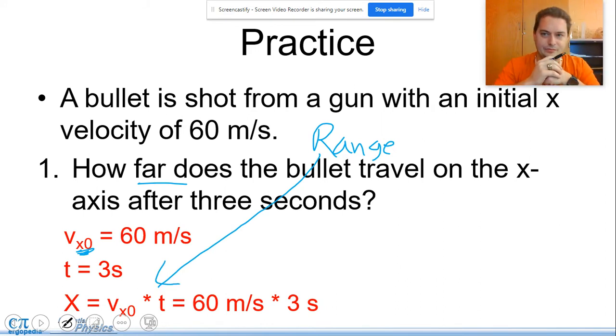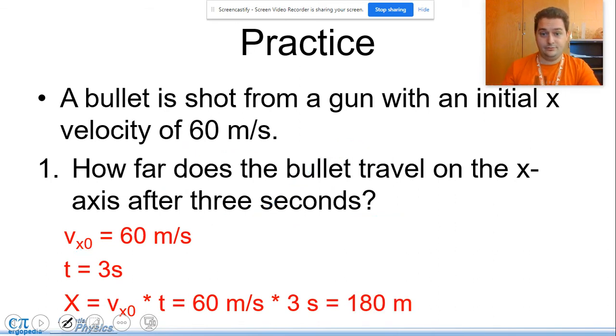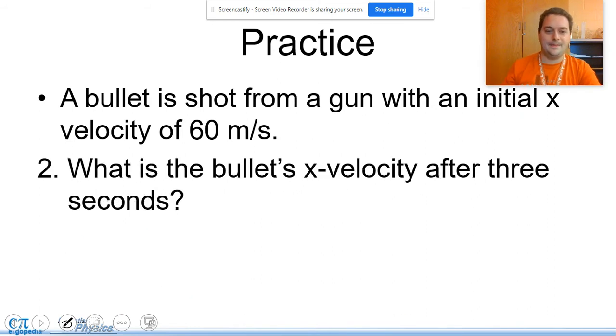Vx0 times t. Initial x velocity is 60, 3 seconds. 60 times 3, 180 meters. Okay? Range is that simple, as long as you know the time. If you know the time, boom, simple. What's the bullet's x velocity after 3 seconds?